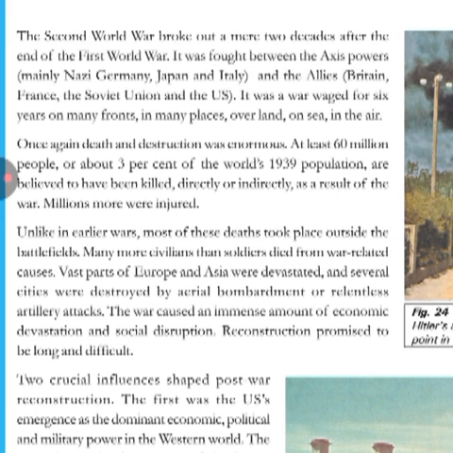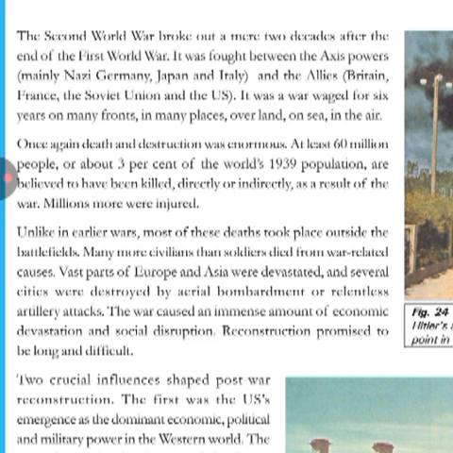Crucial influences shaped the post-war reconstruction. The US emerged as a dominant economic, political, and military power in the Western world, and the Soviet Union in the Eastern world. The Soviet Union had made huge sacrifices to defeat Nazi Germany, and also had transformed itself from an agricultural country into a world power during the very years when the world was suffering from the Great Depression.